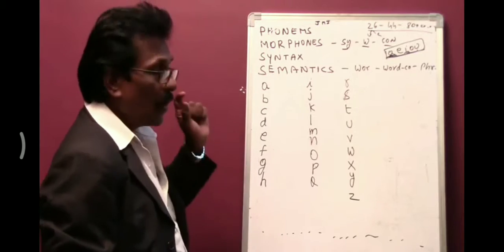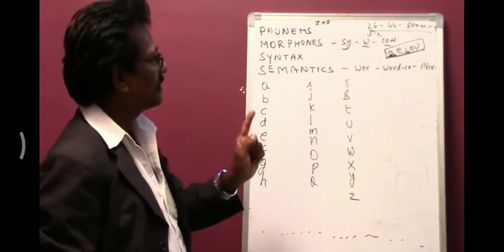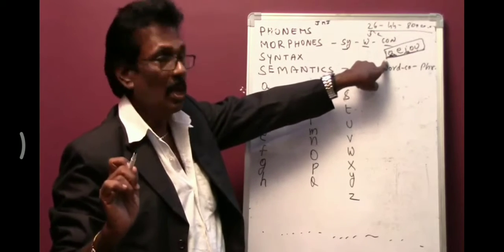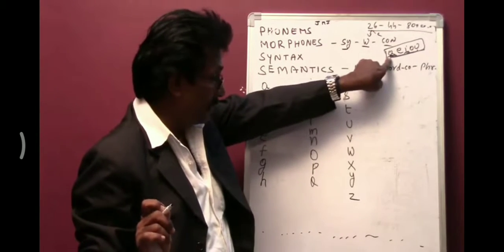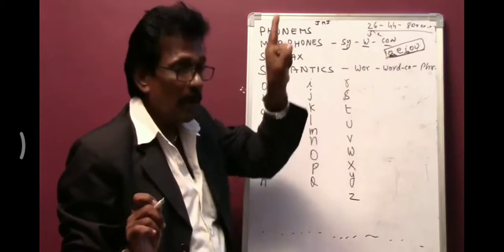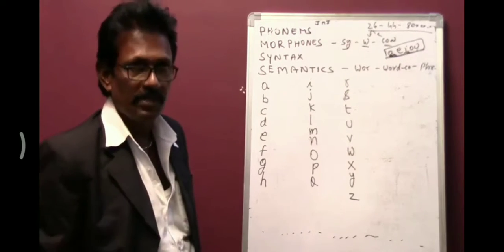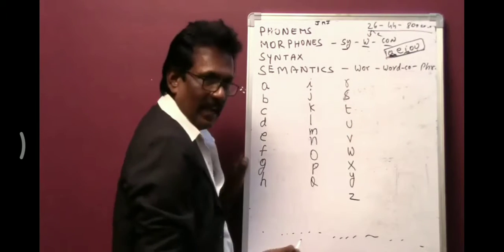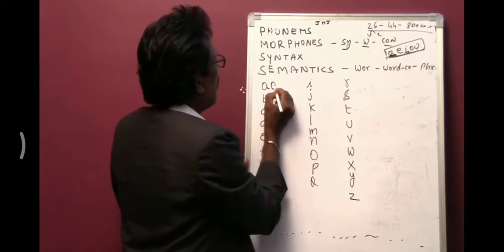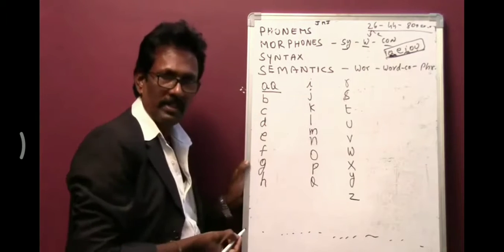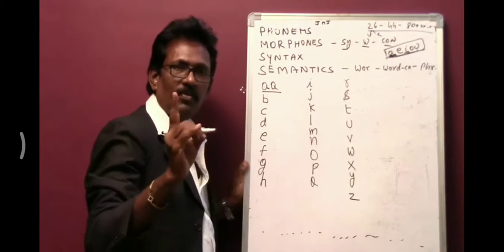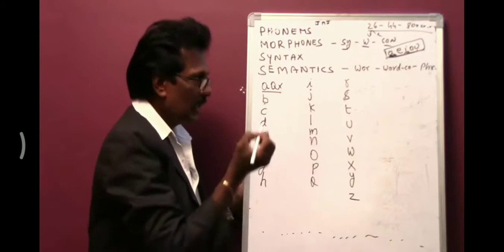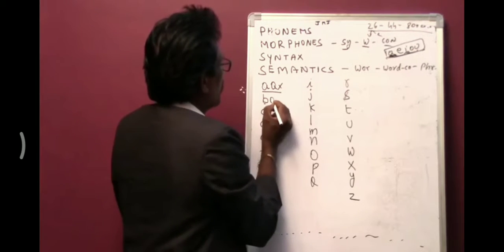Now, to form a syllable, you must use a vowel sound. Without a vowel, you cannot form a syllable. How to form the syllable? I'll show you now. For example, let me take the first letter A. A and A, these 2 are vowels, and a vowel alone cannot form a syllable. Forget about this. And B. B is a consonant. If you join A, it becomes ba.